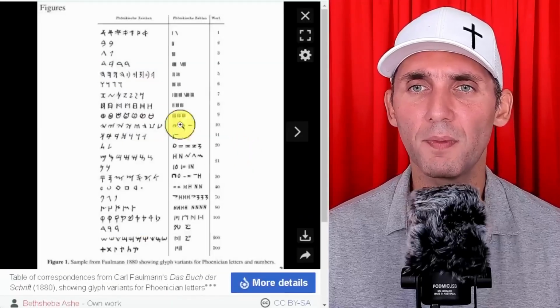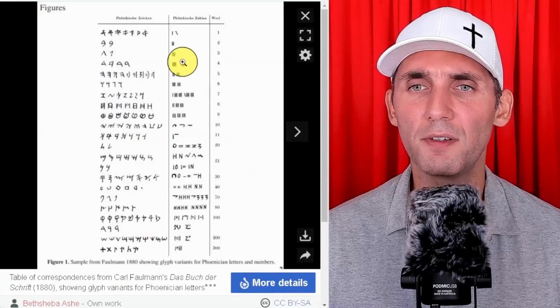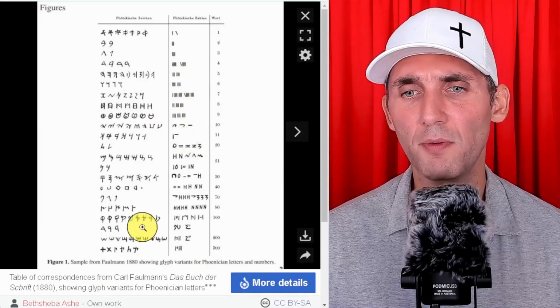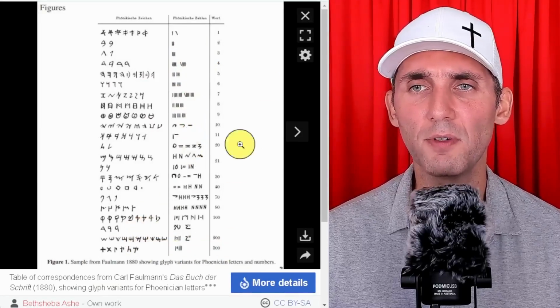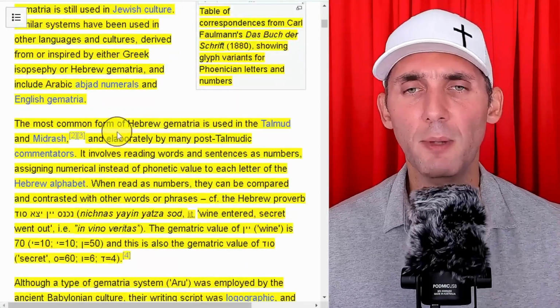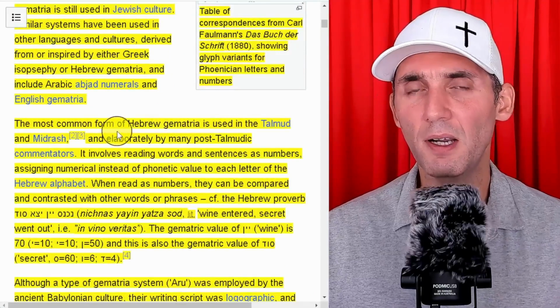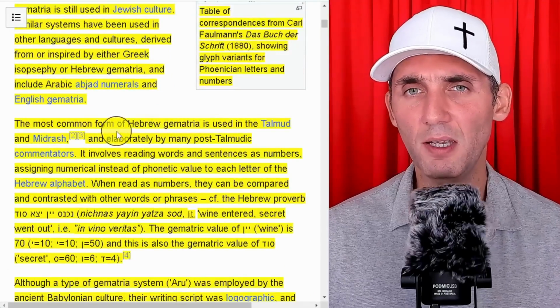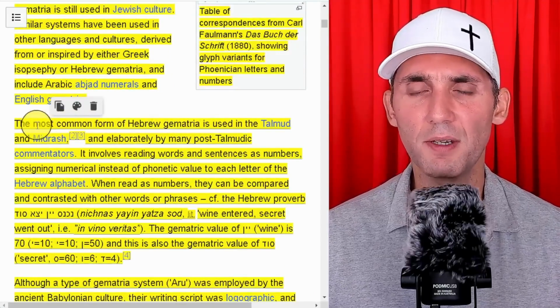Here's a table of the various, I think these are, samples showing variants of Phoenician letters and numbers. Yeah, so Phoenicians were all about it too. And who knows to what extent the people are using it, but this has been a very developed thing over time, and today people are all about it because we're at the end.